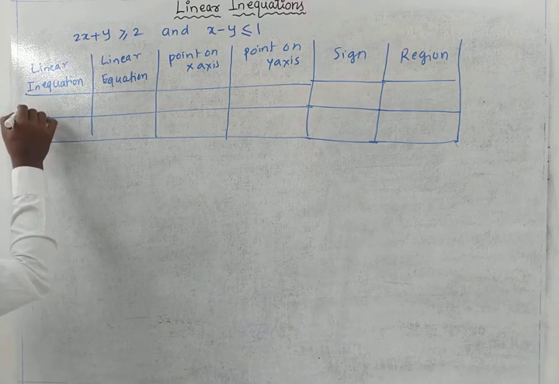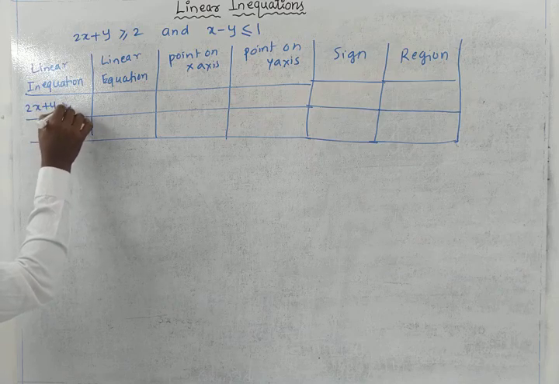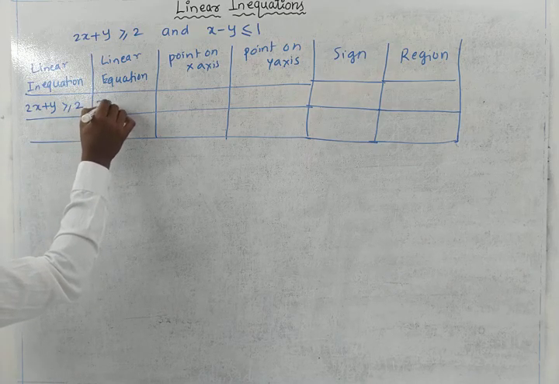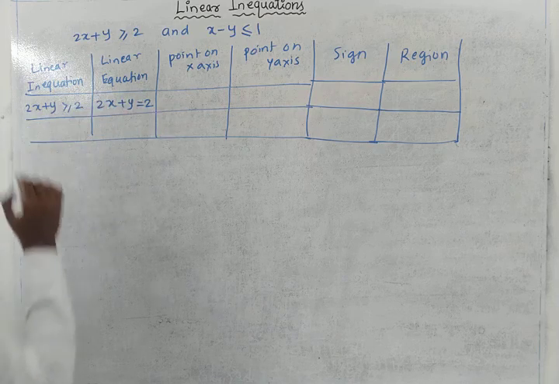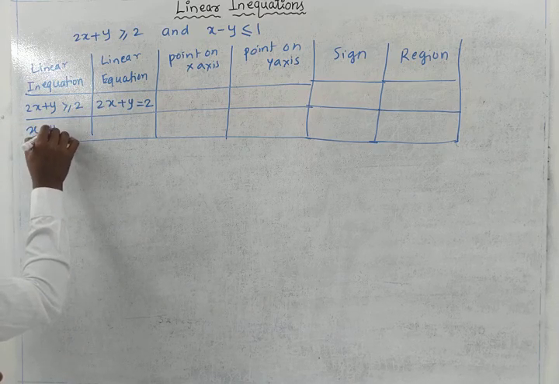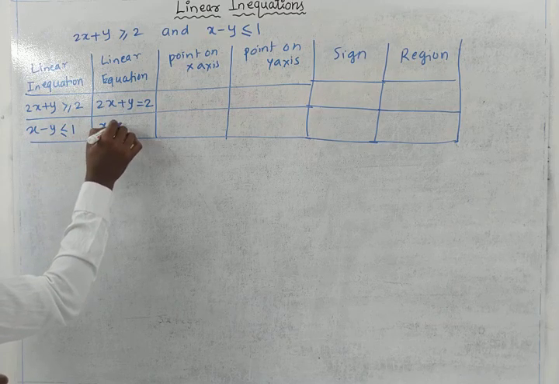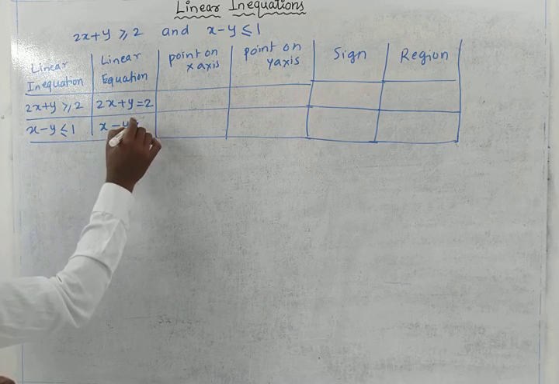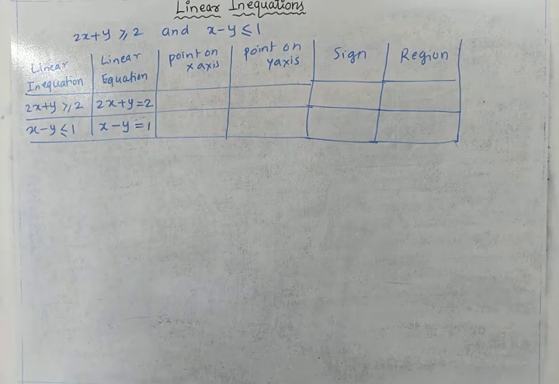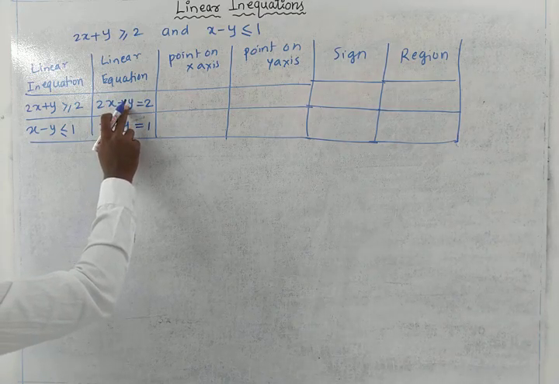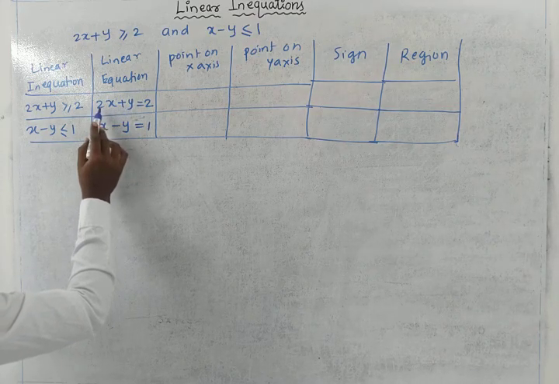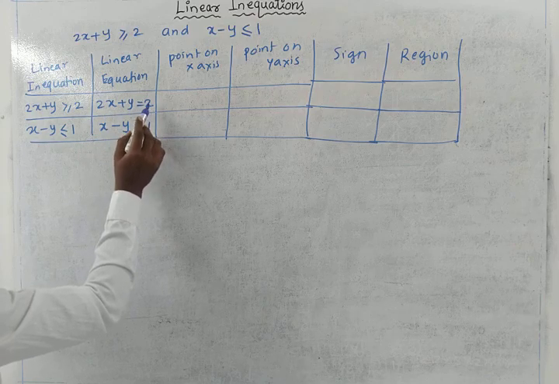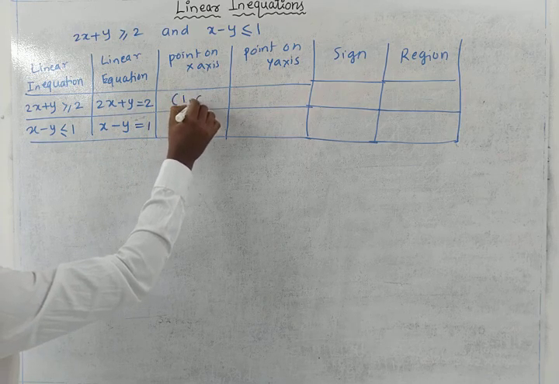Now the first linear inequation is 2x plus y greater than or equal to 2, so the equation becomes 2x plus y is equal to 2. In the same way, x minus y less than or equal to 1 gives the equation x minus y is equal to 1. Now we check the point on the x-axis. For that, the y coordinate must be 0. Substituting y is 0 in the first equation, I get 2x is equal to 2, therefore x is equal to 1. So the point on the x-axis is 1, 0.